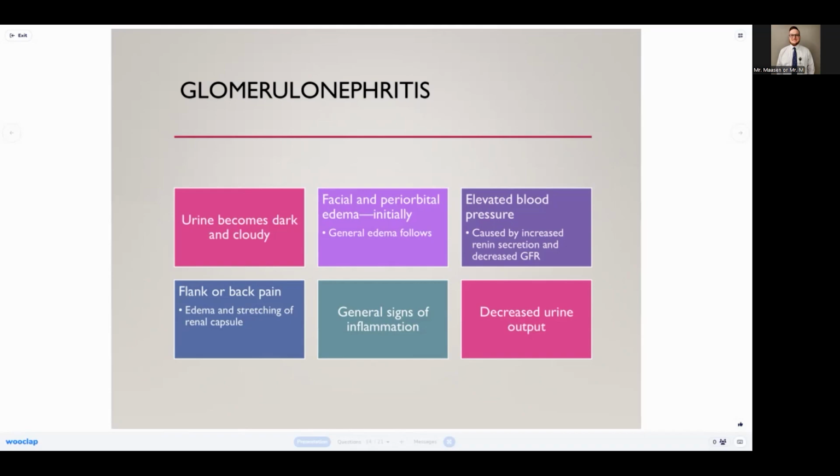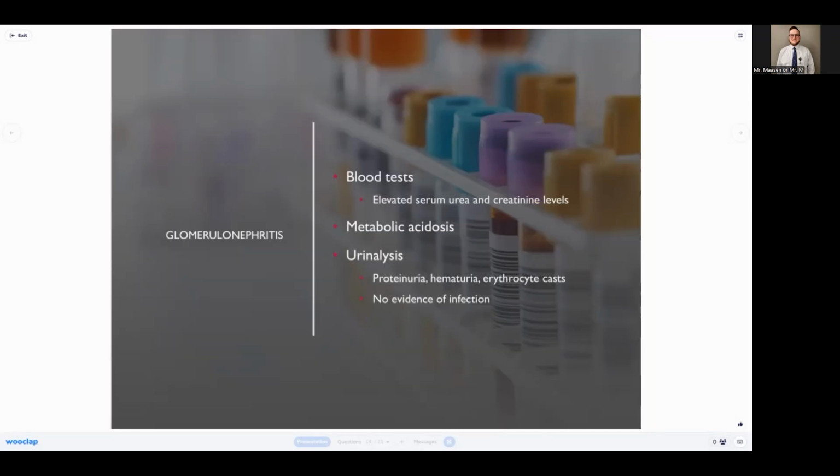Think of glomerulonephritis as actual damage or inflammation to the glomeruli, causing erythrocytes, causing blood to leak out. They're going to have some edema, flank and back pain because of the inflammation, and elevated blood pressure. That's going to be glomerulonephritis. So they're going to have elevated BUN, creatinine. They're going to have definitely proteinuria and hematuria, but think more hematuria and the erythrocyte casts. That's like your immature erythrocytes, typically not evidence of infection.